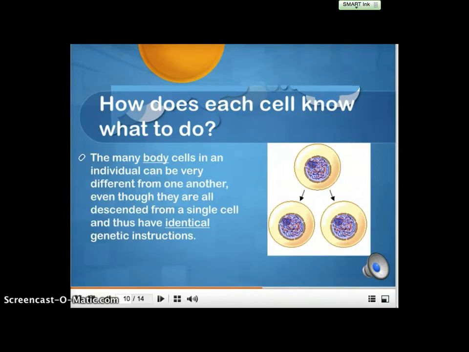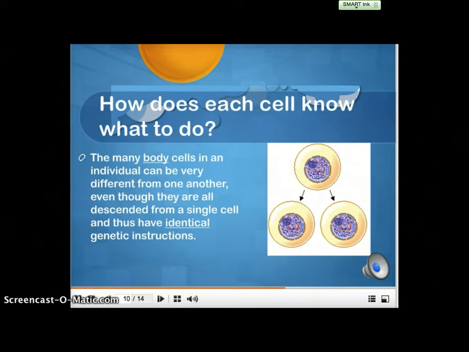So how does each cell know what to do? Well, you might remember from the last unit, the many body cells in an individual can be very different from one another, even though they're all descended from a single cell and thus have identical genetic instructions. So you notice on the right, does anybody remember what process this is? This picture, one cell divides into two of the identical copies. Hopefully you said mitosis. Mitosis is the process where cells divide into equal parts. So these are examples of body cells, creating new identical cells.